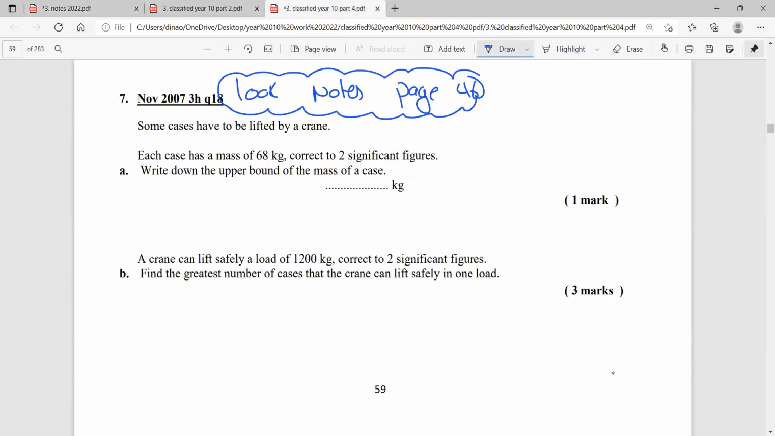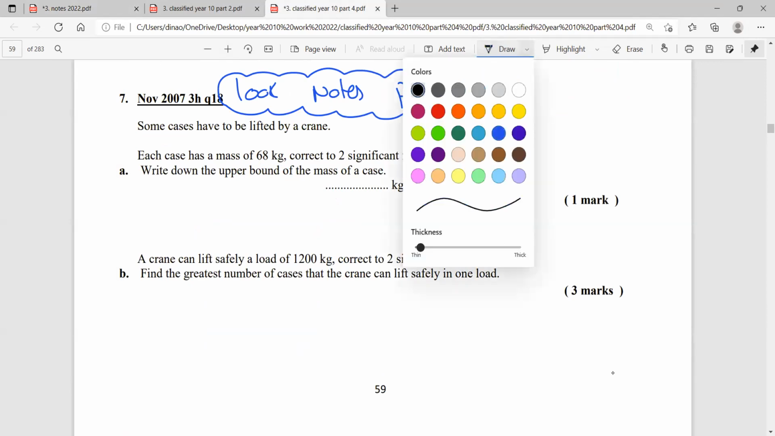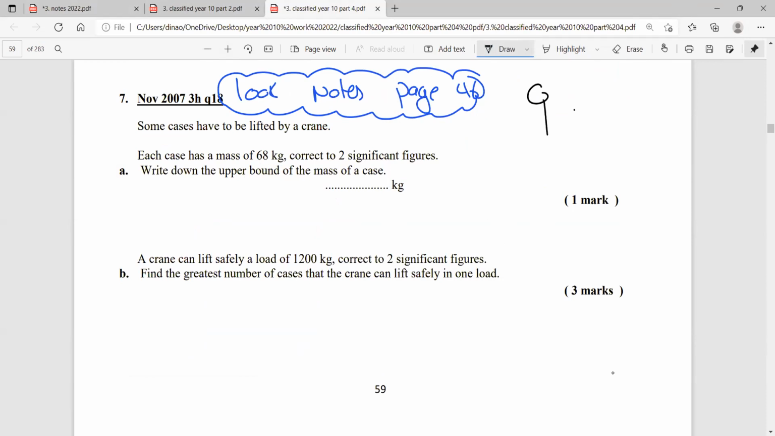Okay, so let's look at this question over here. Some cases have to be lifted by the crane. أنا برضو أنا الونش أهو. I'm a crane and then I have boxes in front of me and I'm required to lift these boxes. Each of these boxes has a mass of 68 kilograms corrected to 2 significant figures. Let's find where is the second significant figure. The second significant figure is the 8, which is the units.